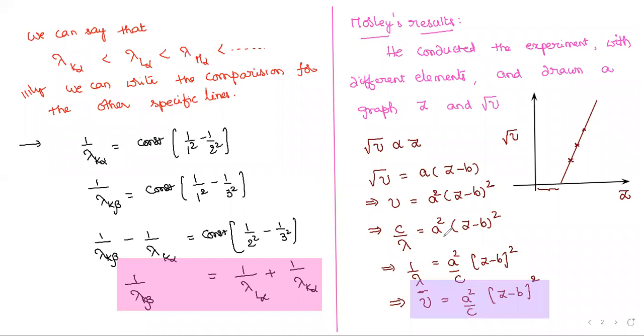Where a, if you see here, in the equation root nu is equal to a into z minus b, in the graph I can say the slope is nothing but a. Az minus ab. So straight away you can say b is nothing but the x-intercept, and ab is the negative y-intercept. Whatever you get, that is the negative intercept.